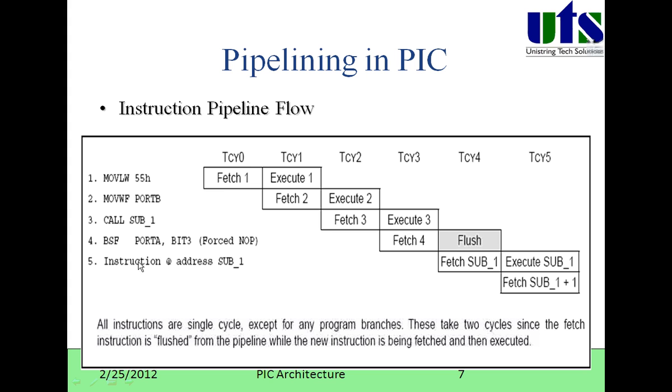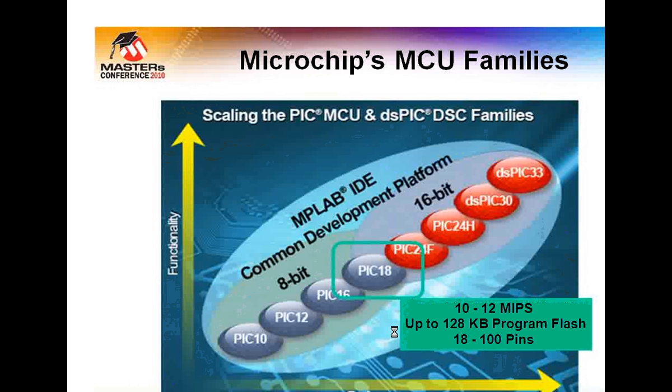Suppose there are some instructions which execute in 2 clock cycles. Whenever the program counter changes or branching instructions occur, all instructions are single cycle except for program branches. Suppose you want to jump from one function to another, branching from one address to another address. In that case it takes 2 clock cycles to execute, because we have to fetch the address from memory and place it in the program counter, which takes 2 cycles. Now we will discuss the Microchip PIC18 family.